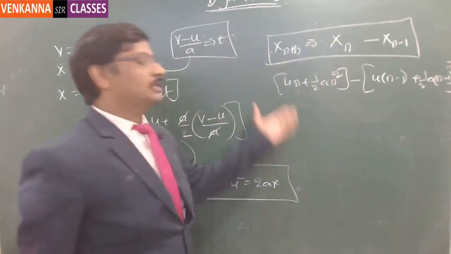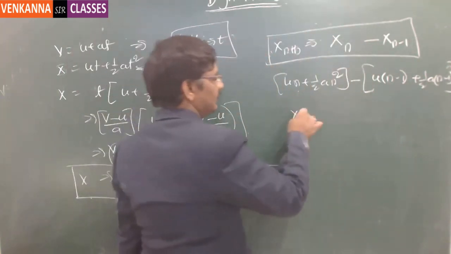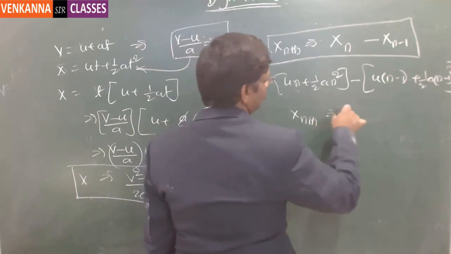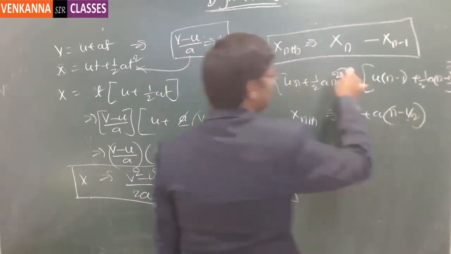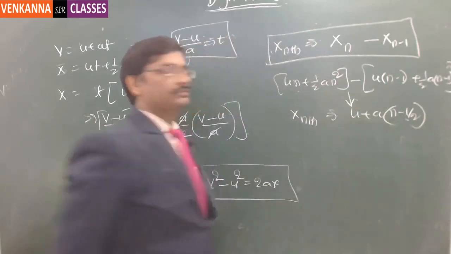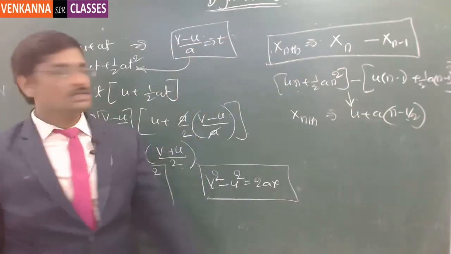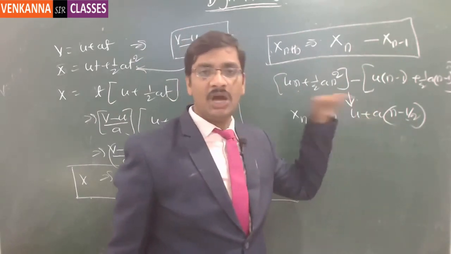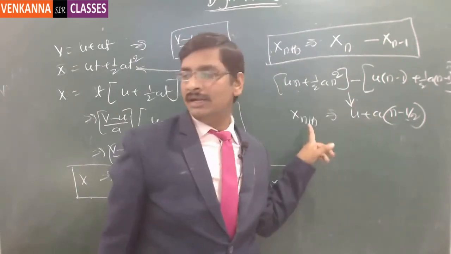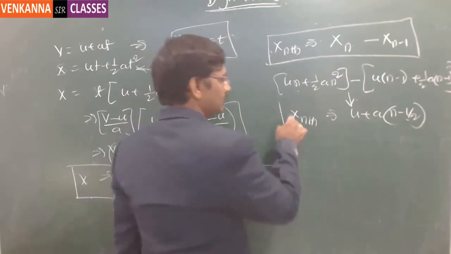Right? So this we have to simplify. This is x nth, what we are going to get is u plus a into n minus half. If you simplify this, you are going to arrive at this. Got it? So u plus a into n minus half, where n is the nth second, on which second you are trying to calculate the displacement. So this is x nth.